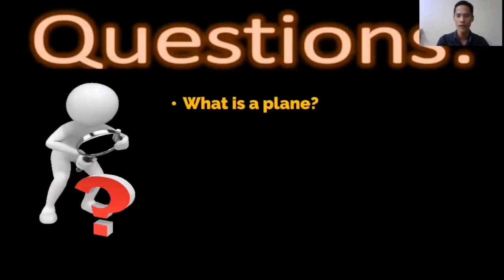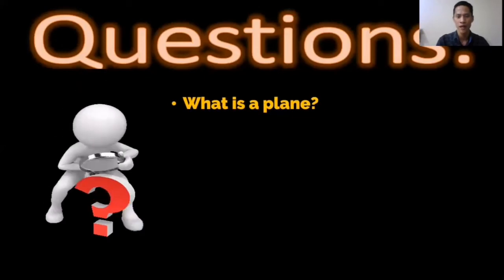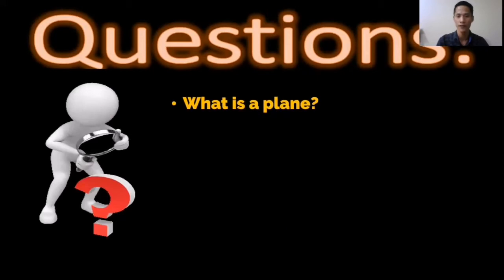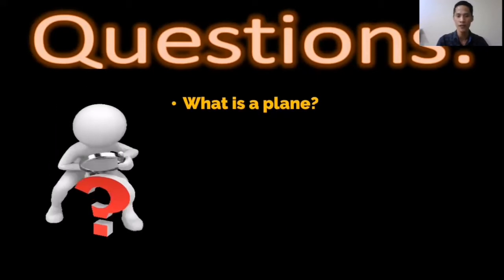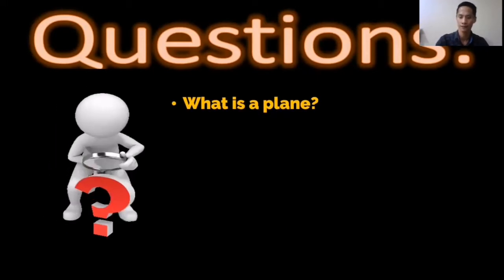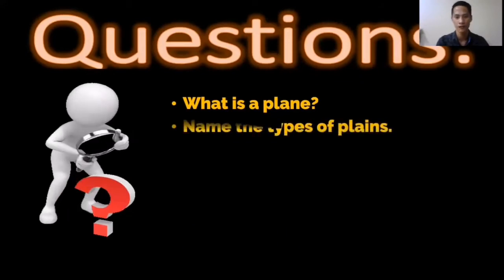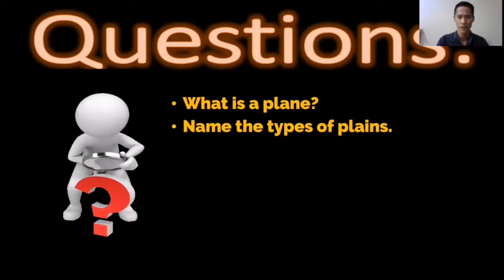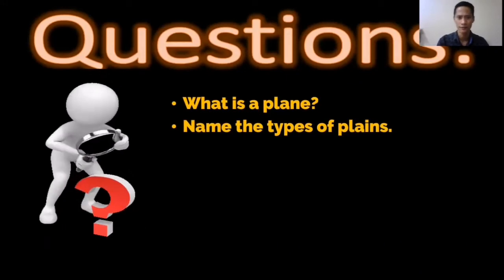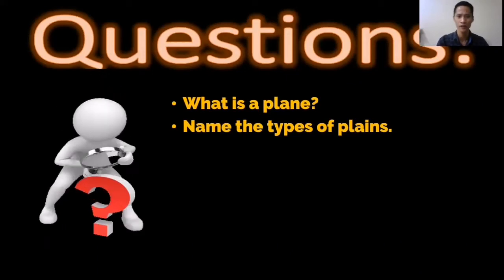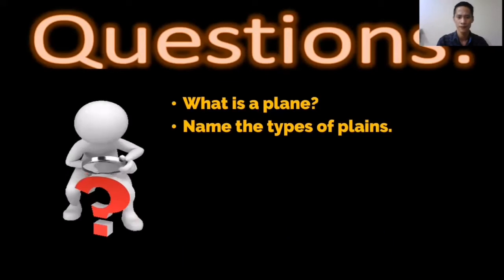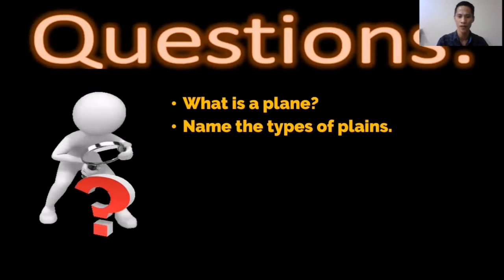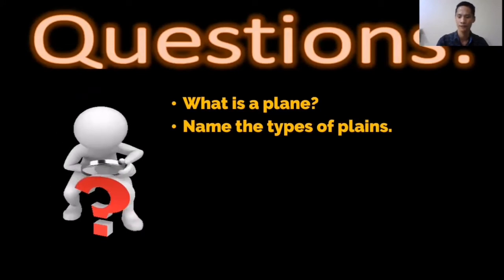Now what is a plain? A plain is a wide area that is flat or almost flat. It slopes gently but never steeply. Now, name the types of plain. Grassland, Arctic tundra, desert plain, and the floodplain known as the river plain.